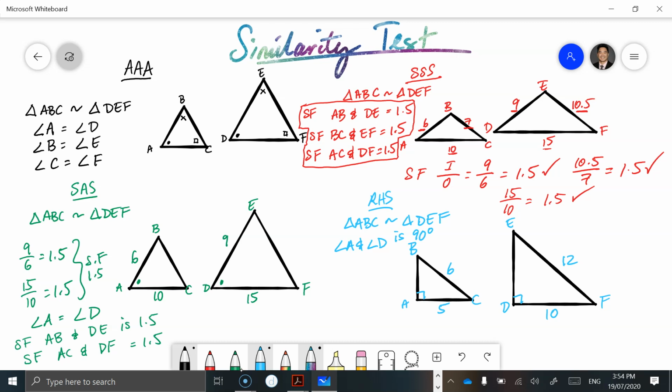Both are the same, so A and D are equal. When we look at the corresponding sides, 12 divided by 6 is 2, and 10 divided by 5 is also 2. So the scale factor is 2. The next statement is that the scale factor of AC and DF is equal to 2. And the last statement is that the scale factor of BC and EF is also 2. So there are our 3 points of proof supporting that the two triangles are similar to each other. It's really important that you look at the information provided to choose whether you're going to use AAA, SSS, SAS, or RHS.